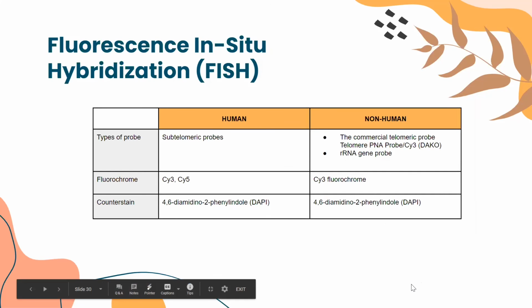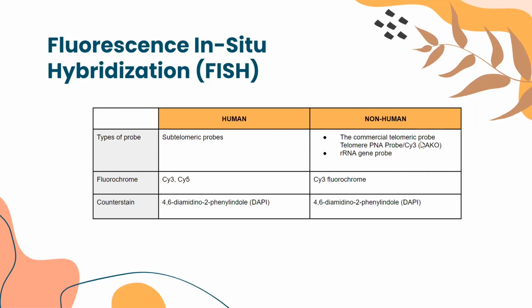Okay, for fluorescence in situ hybridization, the human and non-human papers differ in the types of probe. The human paper uses subtelomeric probes, whereas the non-human paper conducted two types of FISH. The first FISH uses a commercial telomeric probe, and the second FISH technique uses an rRNA gene probe. Next is the fluorochrome. For the human, it uses CY3 and CY5, whereas for the non-human, it uses CY3 fluorochrome. For the counterstain, both human and non-human use DAPI stain.